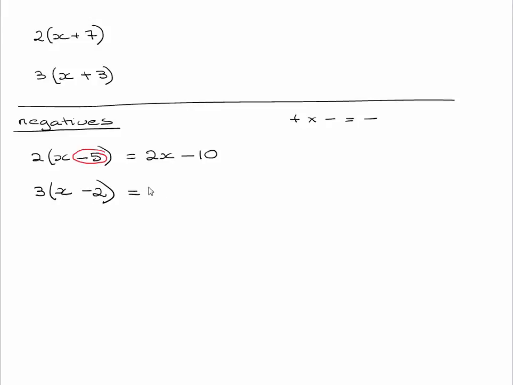So 3 times x minus 2, 3 times x is 3x, and 3 times negative 2 is negative 6. You try these examples.